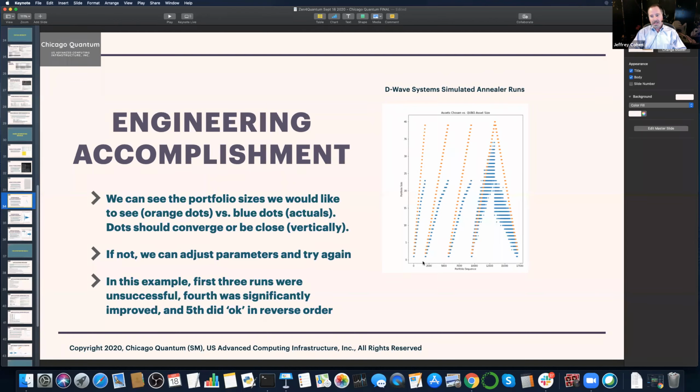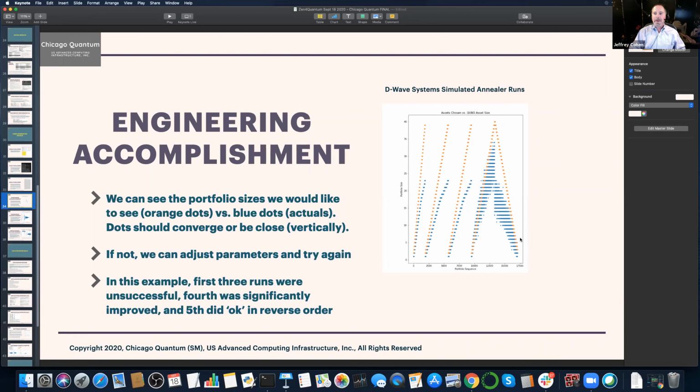And then the second time we ran it, we changed a few things. It got worse. It curved away. The third time we ran it, it got even worse. The fourth time, we killed it. We got the blue right in the orange. We got great answers. So now, of course, the next time we run this for that client, we're going to have the perfect simulated annealing embedding.